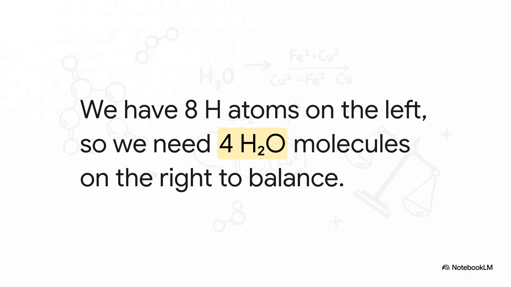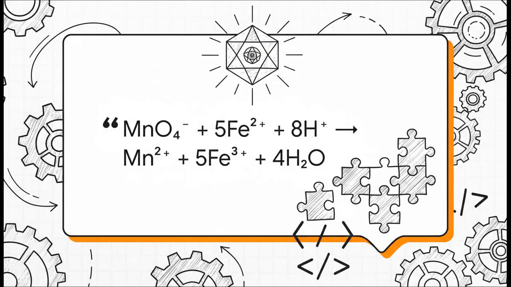And now, for the final step, we just tidy up by balancing the atoms. We just added 8 hydrogen atoms on the left, so to balance that out, we need 8 hydrogens on the right. And since water, H2O, has 2 hydrogens each, we're going to need 4 water molecules. And here's the cool part. If you go back and check the oxygens, you'll see they magically balance themselves. 4 on the left and 4 on the right. Perfect. And there it is.